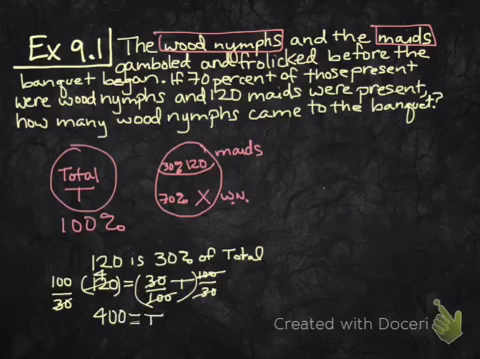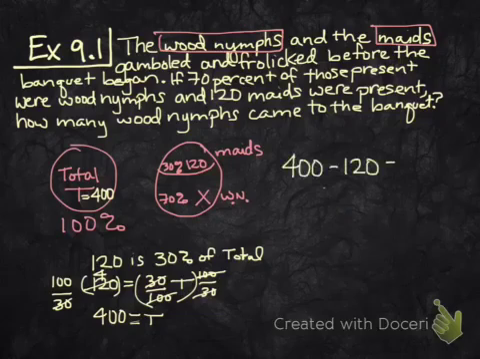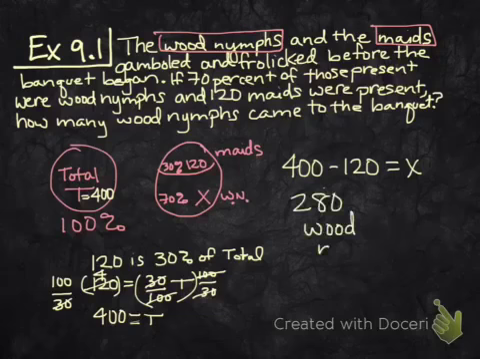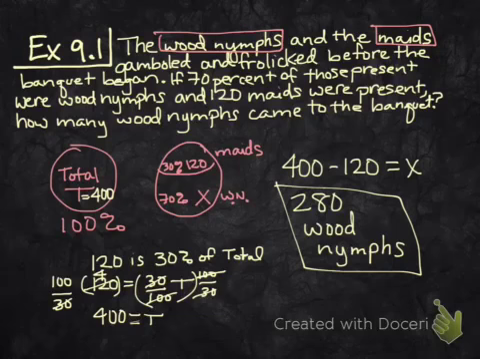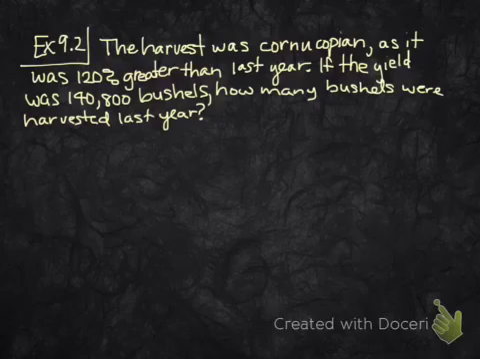So there are 400 total. But the question's not asking for the total. The question is asking for how many wood nymphs. You can do it a couple of ways, but the easiest way is just knowing that 400 is the total and there are 120 maids. We can just subtract 120 from 400 to figure out how many wood nymphs there are. So we find out that there are 280 wood nymphs.